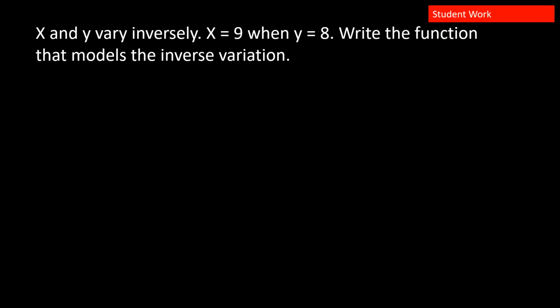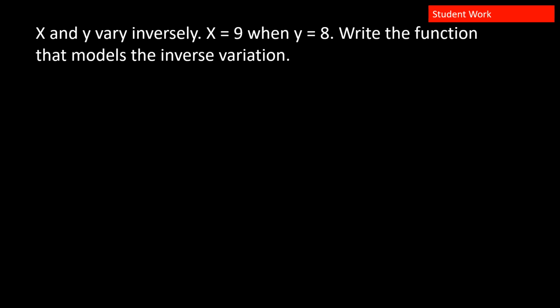So now this is your question here. X and y vary inversely, so you need to determine, are you going to use the direct variation equation, or are you going to use the inverse variation? X is 9 when y is 8 to come up with the function. So you got to solve for k first. That's your hint. If you have any questions, send me a message. I'll be more than happy to help.